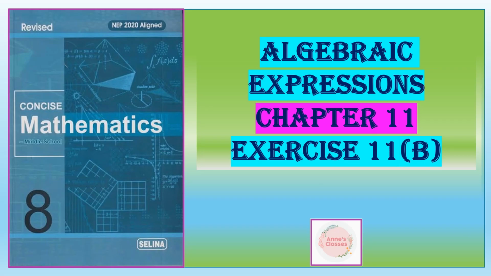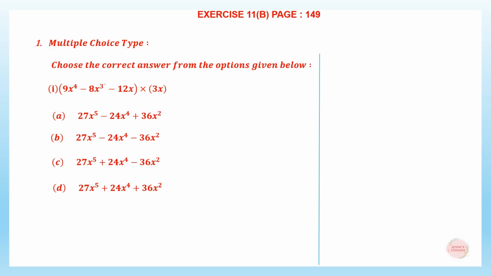Today we are doing algebraic expressions, chapter 11, exercise 11B, and we begin with page 149, exercise 11B, with the multiple choice type questions. Choose the correct answer from the options given below. In the new book, all these exercises begin with multiple choice type. So this is the first question.